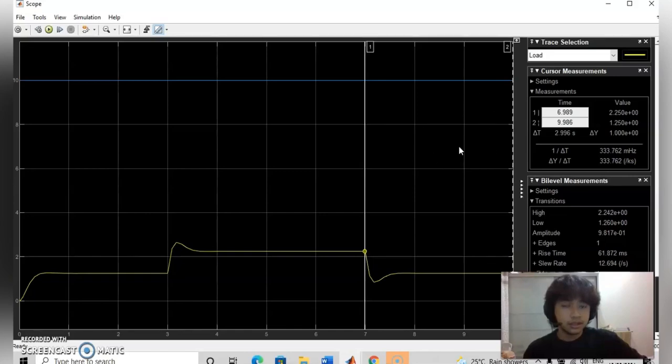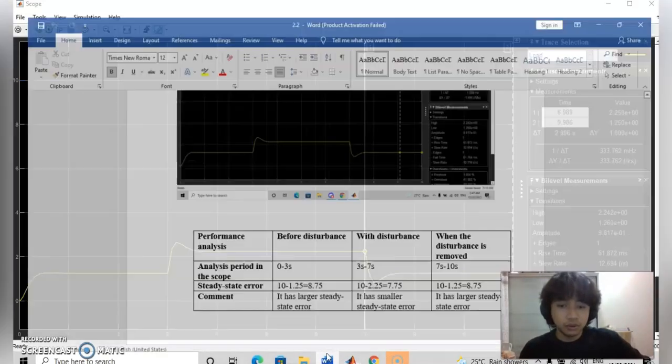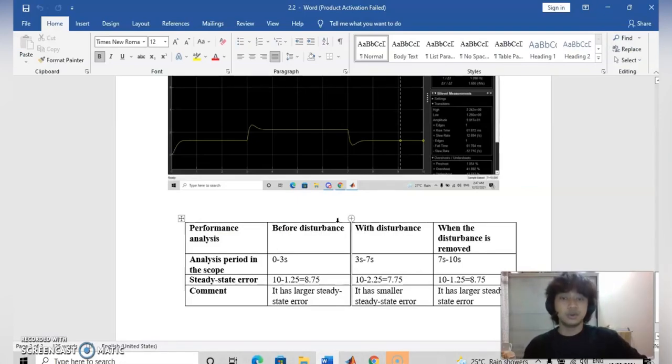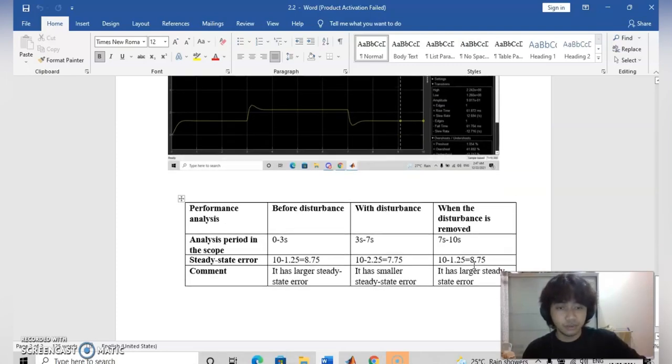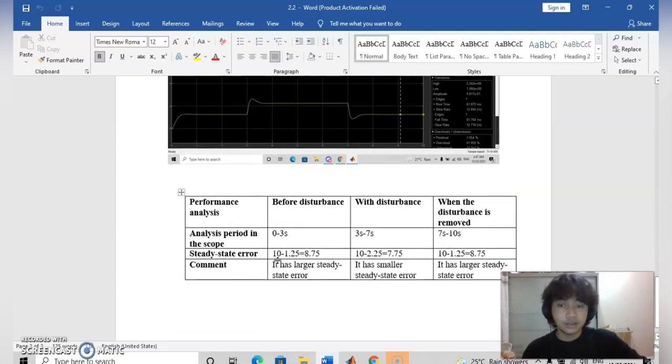This is the output scope. We have three analysis periods in the scope: before disturbance, with disturbance, and when the disturbance is removed. For the steady state error, we have 10 minus 1.25 equals 8.75. For the second one, 10 minus 2.25 equals 7.75, and the third one, 10 minus 1.25 equals 8.75.